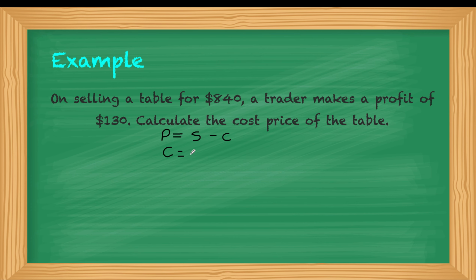Now, the selling price here would be $840, but we want to know the cost price rather. So we would take the profit from the selling price, and when we subtract that, we would end up with $710. So therefore, at the very beginning, the cost for the table, right, was $710. However, the trader had increased the cost by $130 for the profit, so that's how they got the selling price for $840.